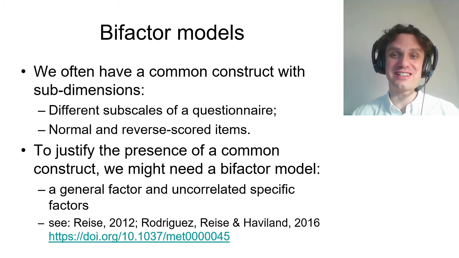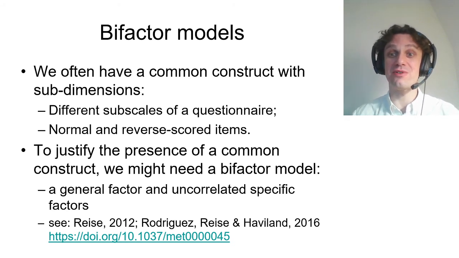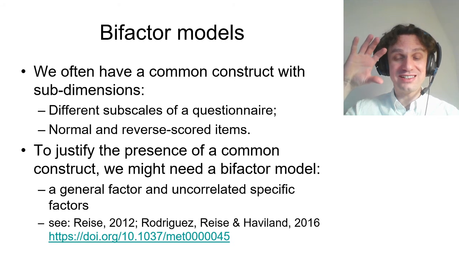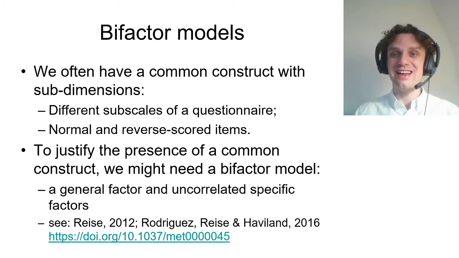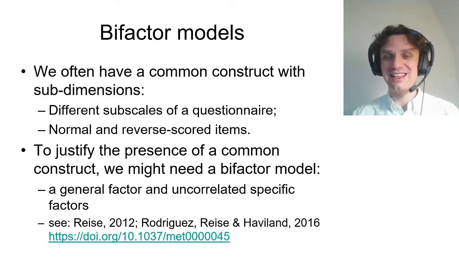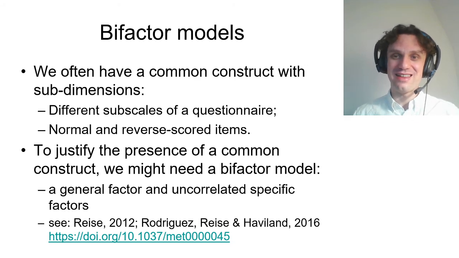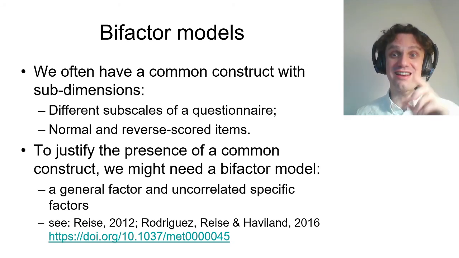Our standard confirmatory factor analytic model does not always suffice for our research purposes. One situation where we might have a problem is where we have a common construct and kind of subdimensions. For example, there are many famous questionnaires with forward scored and reverse scored items, like the Life Orientation Test. In uncertain times, I usually expect the best, a forward scored item. I don't expect that my future will be bright, a reverse scored item. And if you do exploratory factor analysis, you will see basically two factors.